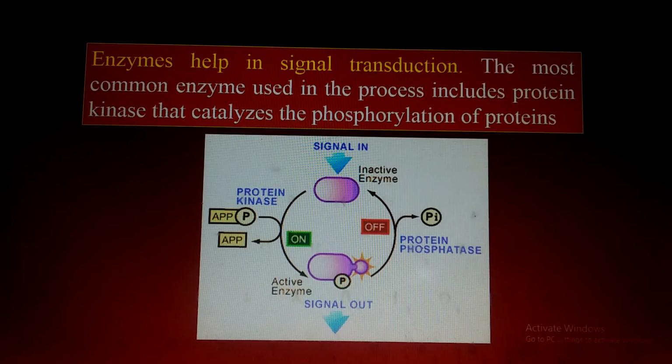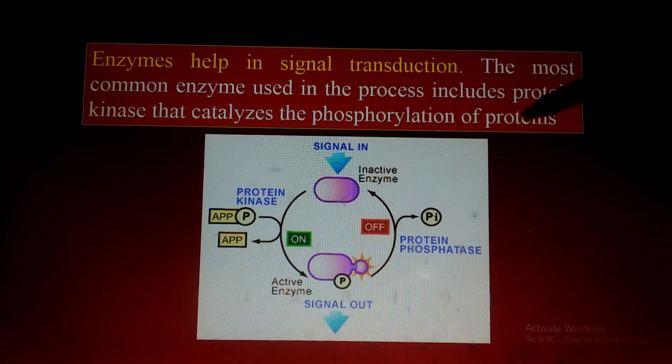Okay. Enzymes help in signal transduction too. Means when one cell gives the signal to the other cell, actually cells communicate with each other, talk to each other. The most common enzymes used in this process include protein kinases. And kinases, you are familiar, what are kinases? Kinases are the enzymes which are responsible for the phosphorylation of the proteins.